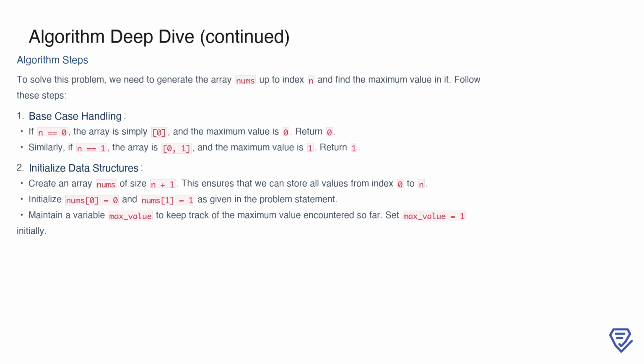For larger values of n, we start by initializing the data structures. We create an array nums of size n plus 1 to store values for all indices from 0 to n. The first two values, nums[0] and nums[1], are initialized to 0 and 1, respectively, as specified in the problem. Additionally, we maintain a variable max_value to keep track of the highest number encountered during the computation, starting with an initial value of 1.